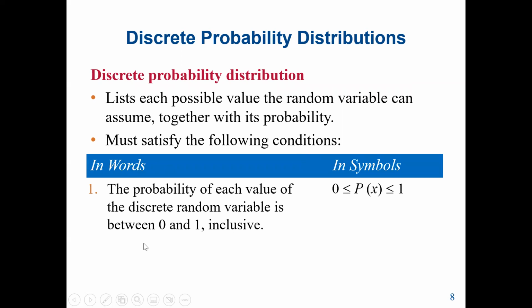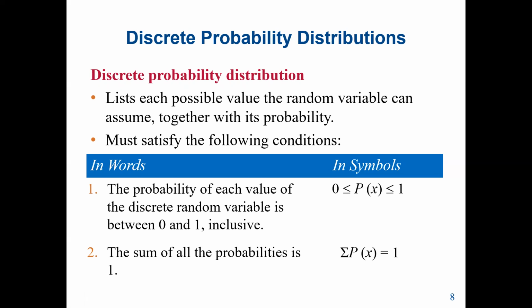So let's see it in words here. They say the probability of each value of a discrete random variable is between 0 and 1, inclusive, including the 0 and also the 1. And the total should be 1. So the sum of all the probabilities is 1. Again, a discrete probability distribution lists each possible value the random variable can assume together with its probability. So again, tossing a coin, it will be half and half, head half, tail half. Those are the two probabilities between 0 and 1. The sum of the two halves will be 1.